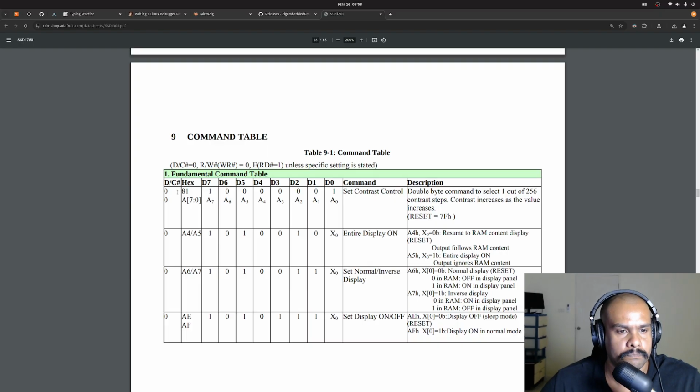Okay. Fundamental command table. Double byte command to select 1 out of 256 contrast set. Contrast increases as the value increases. Okay. So control pin is low. Yeah, that makes sense because it is C hash.